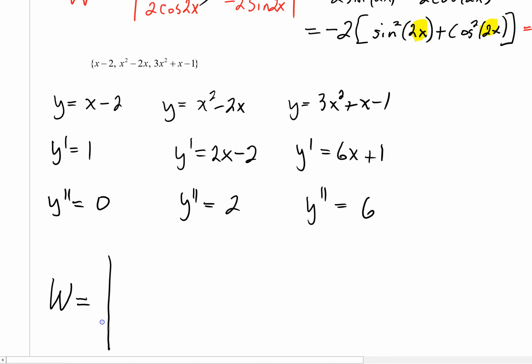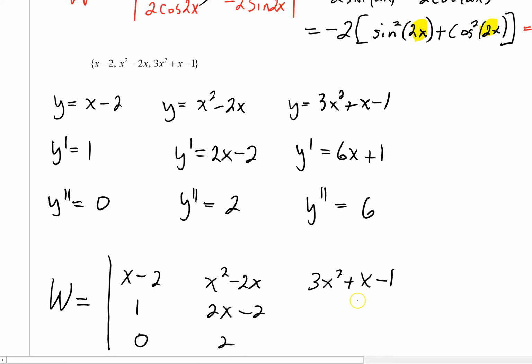We can see that we've got our first y solution. It's always going to be a square determinant, same number of rows as columns. So we have an x minus 2, a 1, and then a 0. Here we'll have x squared minus 2x. This first derivative was 2x minus 2, and then we have a 2 here. Then finally we have 3x squared plus x minus 1. Then we have 6x plus 1, and we have a 6.